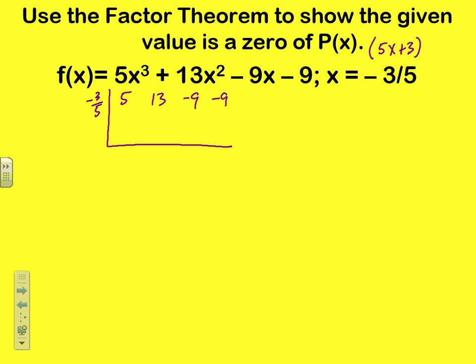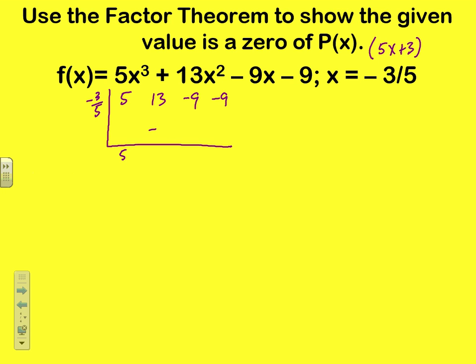Go through the process. Bring down the 5. Well, negative 3/5 times positive 5 is a negative 5. Okay? I'm sorry, not negative 5. What am I thinking? It's negative 3. I'm thinking about trying to eliminate the denominator, and instead I wrote the denominator.